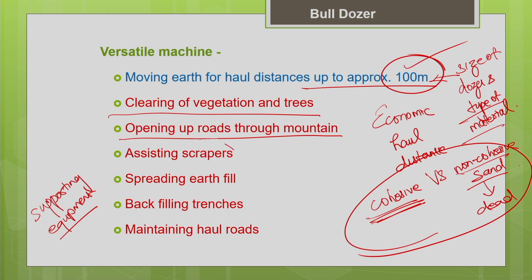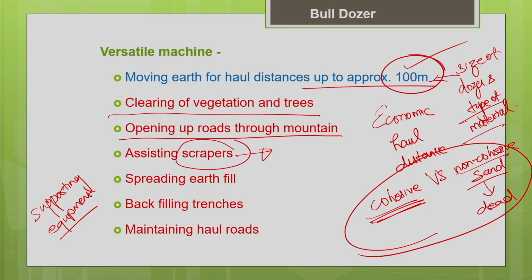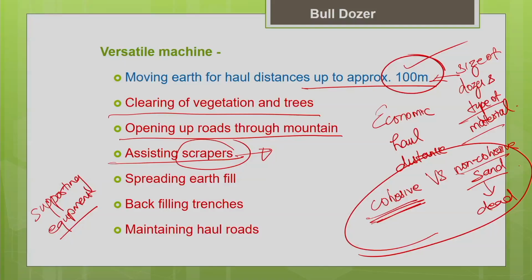The scraper is another earth moving machine which we are going to discuss in an upcoming lecture. This scraper will also cut the earth. There will be a bowl in the scraper, and there will be a blade. With the help of the blade you can cut the earth and fill the bowl. This is called a loading operation. During this loading operation, I can take the help of a bulldozer to push the scraper, so that the job of the scraper will be easier. So, this is used as a supporting machine.